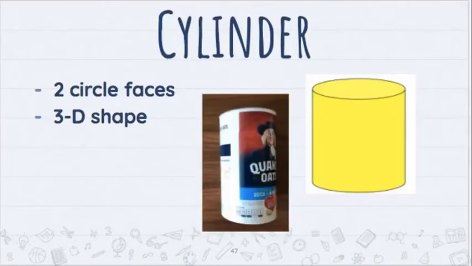The cylinder is our next shape. It has 2 circular faces on the top and the bottom, and then it's nice and tall. I see cylinders in my pantry when I'm looking for food. I see it with my oatmeal box or cans. Where do you see cylinders in your house?